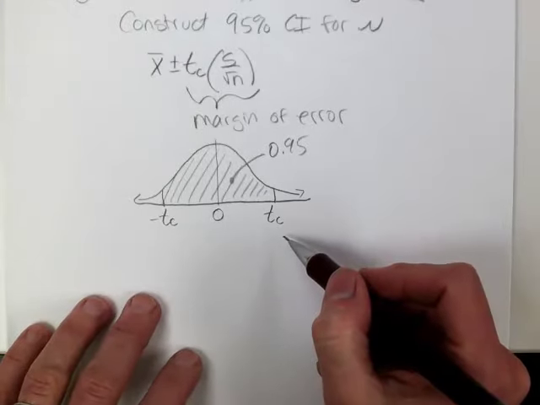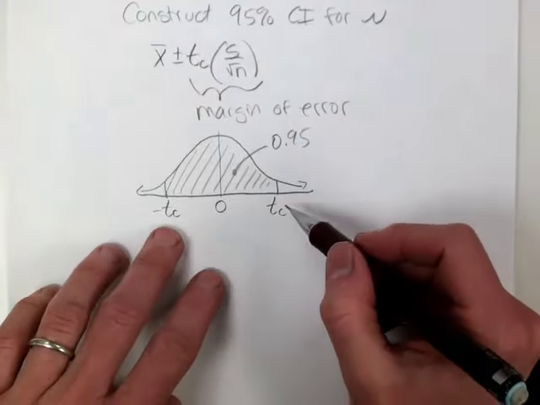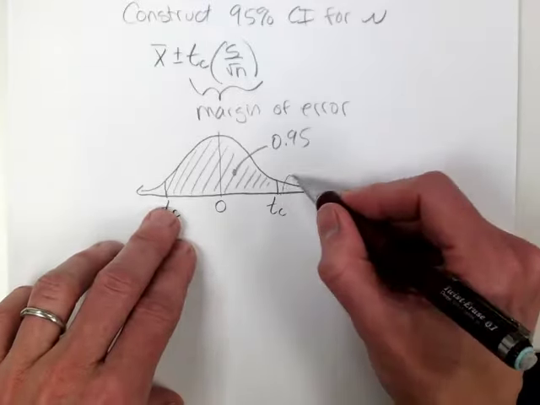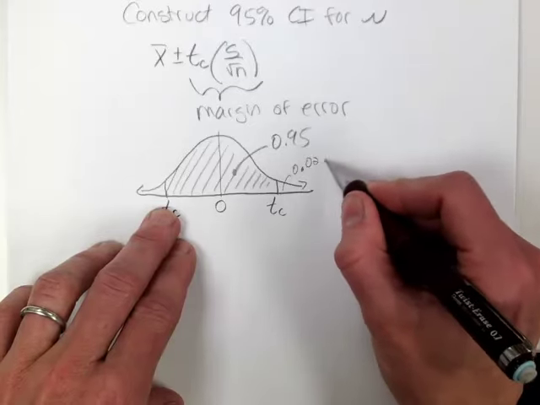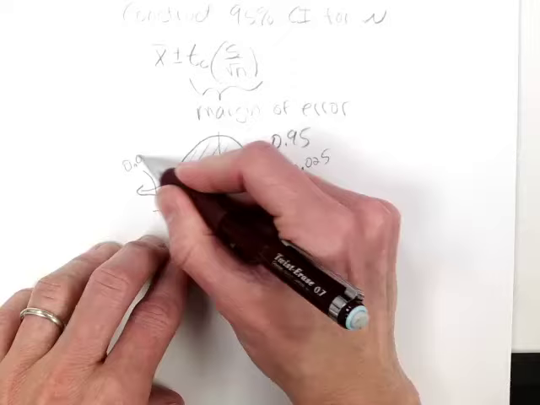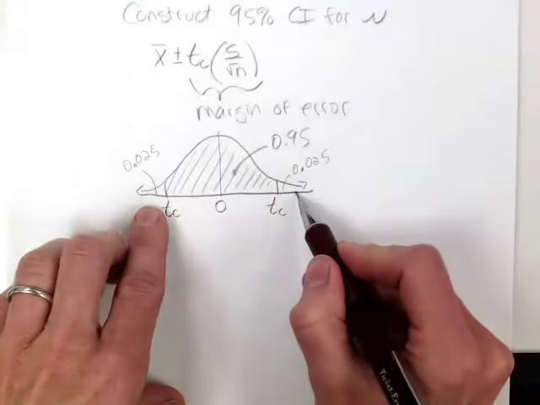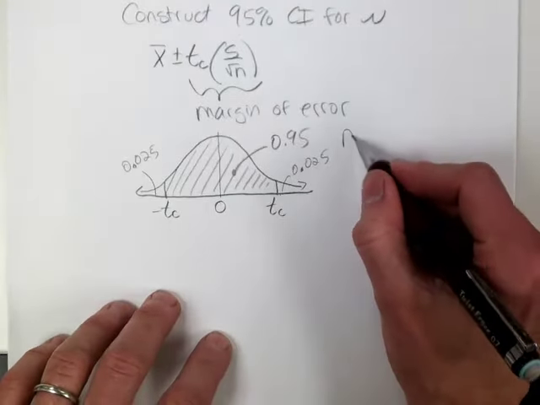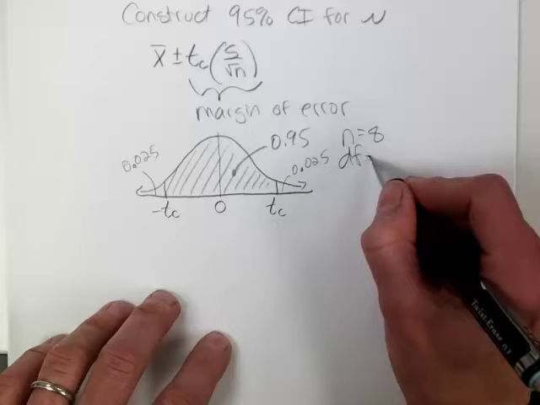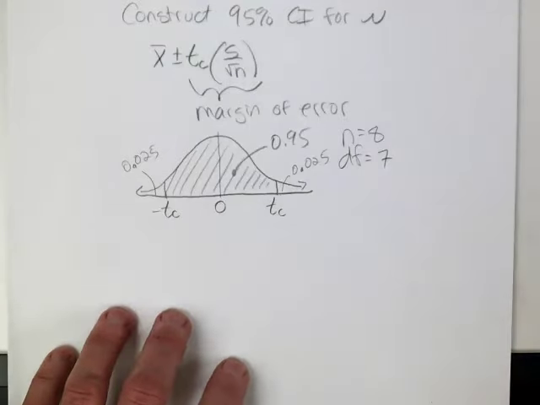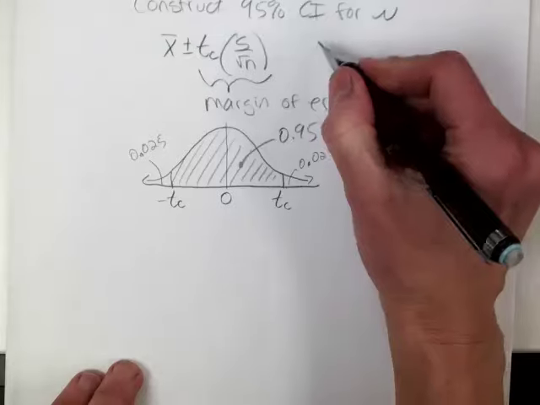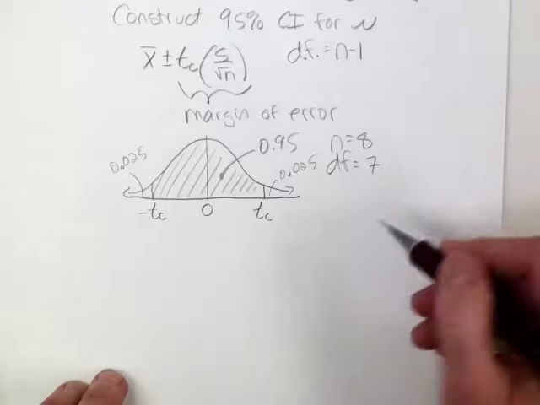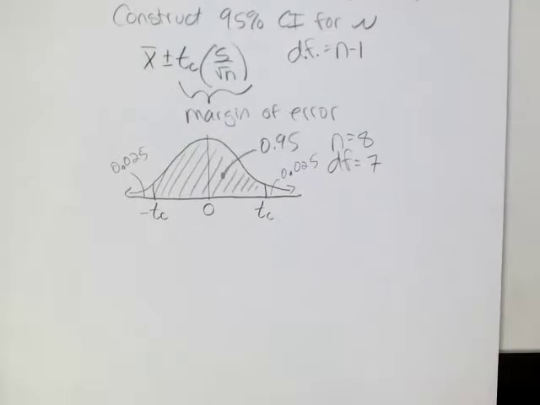Okay, so let's go ahead and look at the table. Now keep in mind, if I have 0.95 in the middle, I'm going to have 0.025 in each tail. Okay, because together that's 0.05 and that's complementary to 0.95. And since my sample size is 8, my degrees of freedom will be equal to 7. Okay. So remember, to calculate the degrees of freedom in this section, it's your sample size minus 1. Okay, so that's how I got a degrees of freedom equal to 7.